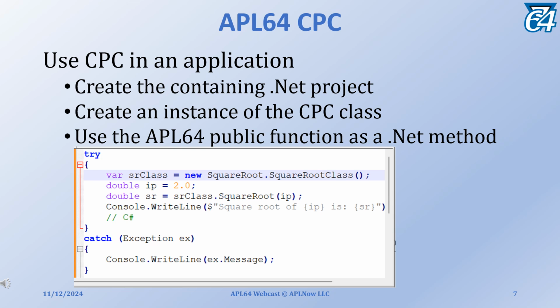When the APL64 public function is to be used, the application system creates an instance of the containing APL64 .NET class and calls the public function method as a .NET method. The APL64 .NET class can include more than one APL64 public function, each exposed as a .NET method.